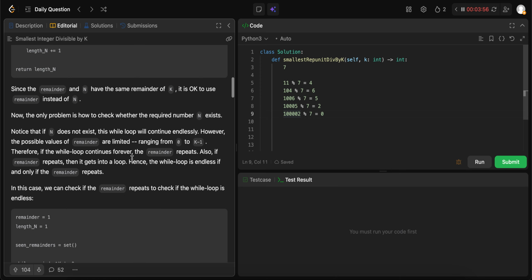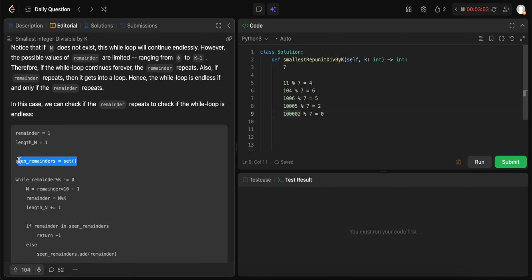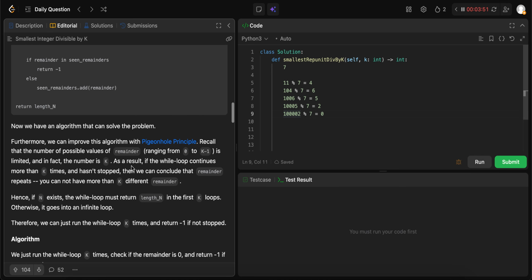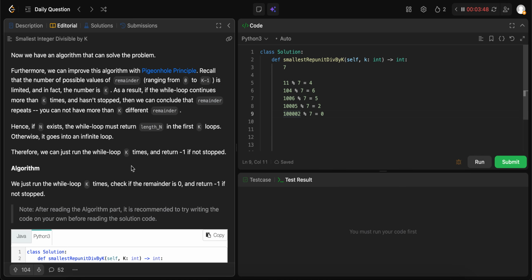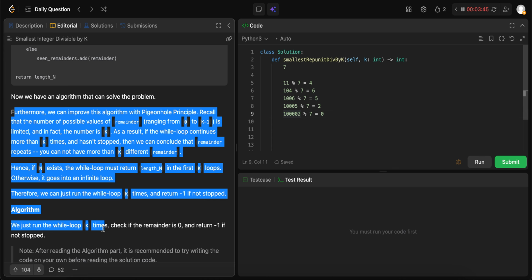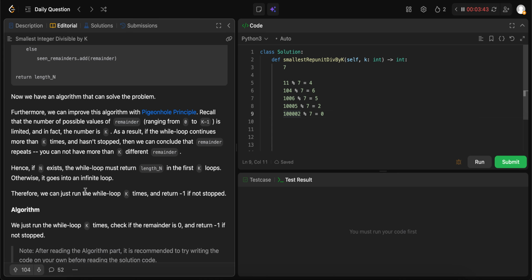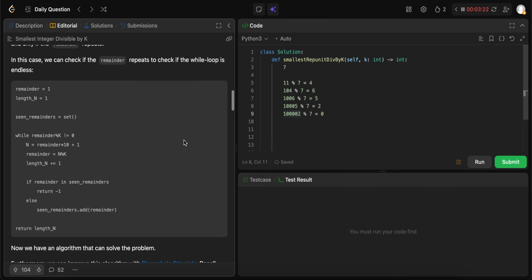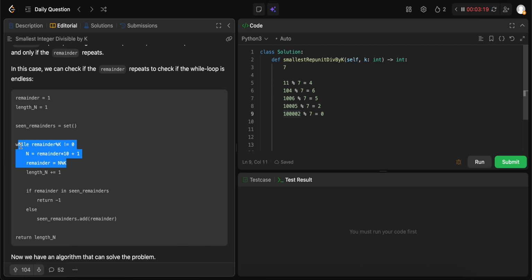Wait, where's their set? This made sense to me. Oh, right. I probably should have actually read this part. Furthermore, we can improve this argument if we recall the number of possible values of remainder. Yep, it's limited in this number k. As a result, if the while loop continues more than k times and it hasn't stopped. Okay, that makes sense. So you only need to run it k times. Yeah, I get that. Now I just need this to clock to me. It's not clocking to me.